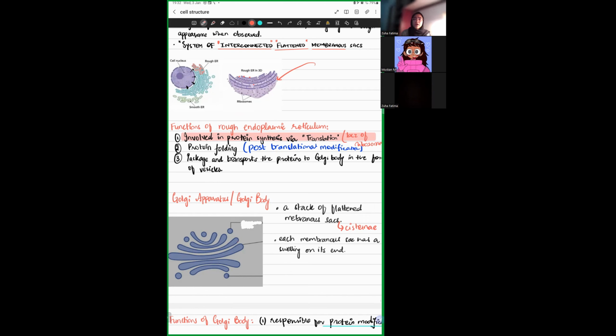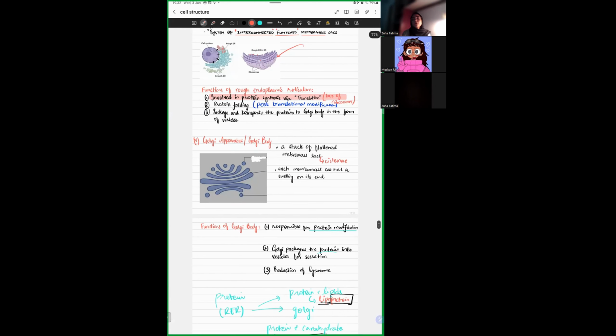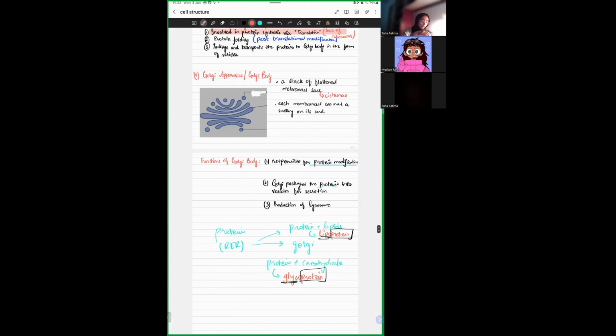Any questions so far? Any query, anything that you did not understand? Okay, perfect. Now the third part. Golgi is also responsible for the production of lysosomes.